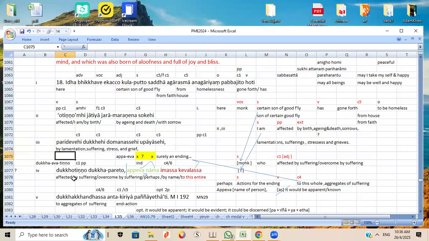So here you say, here the Dukkhotinno is affected by suffering. Okay, can you see "affected by suffering"? Overcome by suffering. You see, this is also the same case, this is still a C1, same as the top one. So that means the subject is still the same. Affected by suffering, overcome by suffering. So when you combine this, you say "affected and overcome by suffering". In English, it's affected and overcome. You don't have to use "suffering" two times.